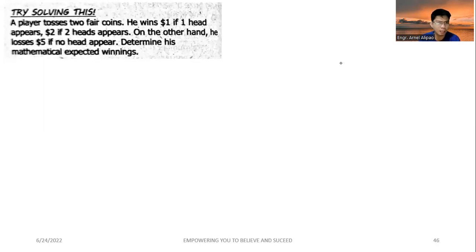We have here a probability problem. A player tosses two fair coins. Two coins are being tossed, and he will win $1 if one head appears, $2 if two heads appear. On the other hand, he will lose $5 if no head appears. Determine his mathematical expected winnings. Right? So we shall see if it's wise for the player to go on and play or not.